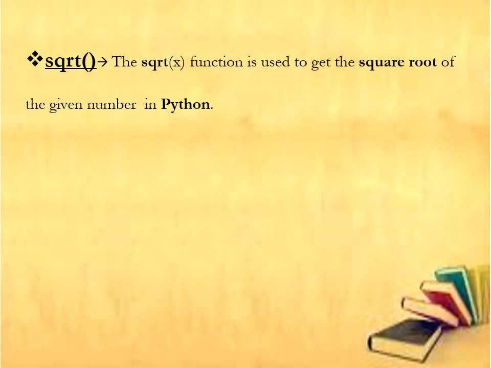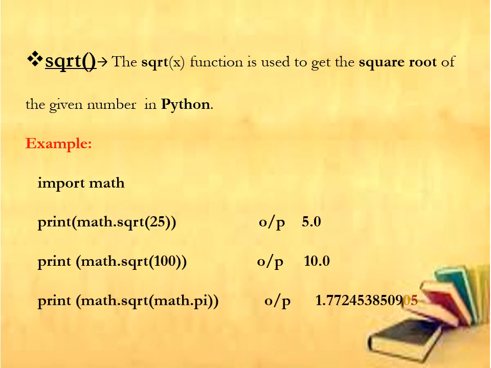Next we will talk about the sqrt function. The sqrt function is used to get the square root of the given number in Python. Here I am taking some examples. First, suppose I write math.sqrt(25), then it will find the square root value of 25, that will be 5.0.